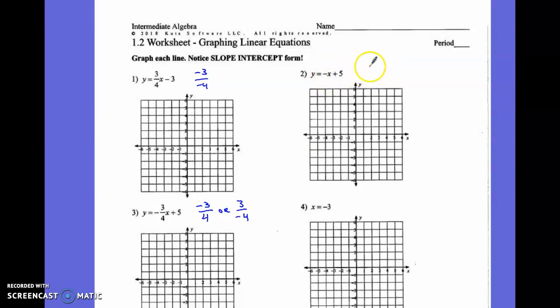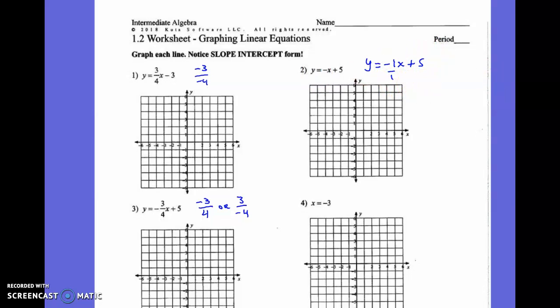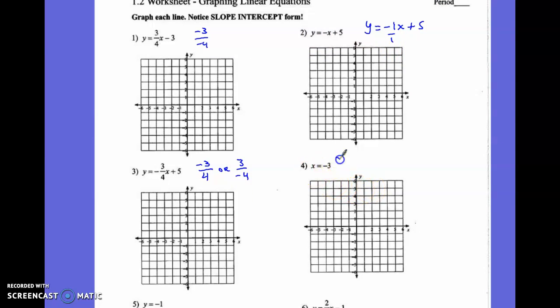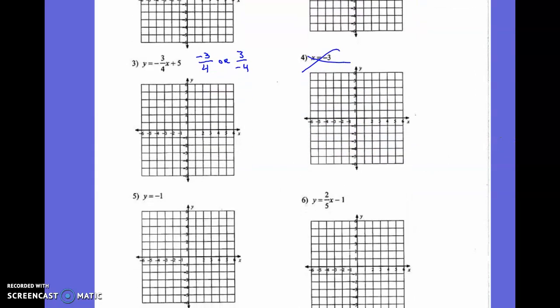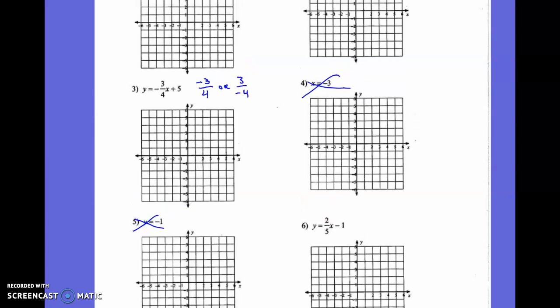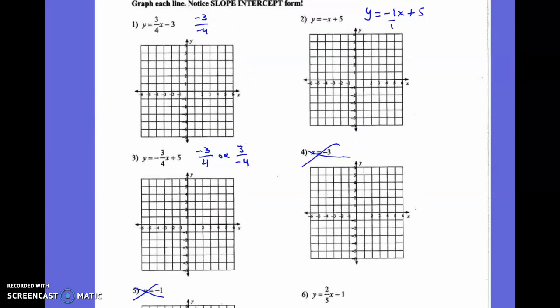Whenever it's something like this, we can think of this as y equals -1x plus 5, and whole numbers we can make into a fraction. So this tells us to go down 1 to the right 1, and we put our dots and draw our lines. We're going to skip 4, and we are going to skip 5 for right now, so you guys are going to do 1, 2, 3, and 6.